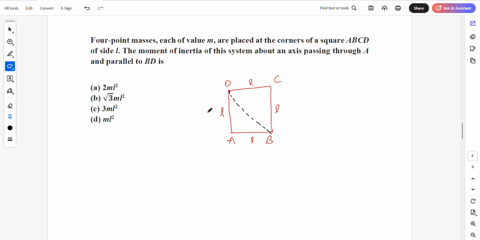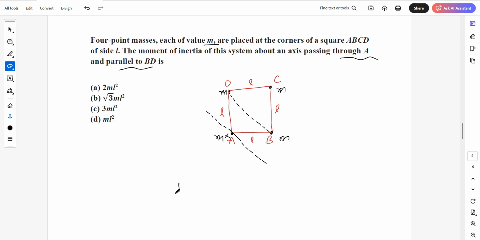Parallel to BD means the moment of inertia of the system about an axis passing through A and parallel to BD. Passing through A and parallel to BD is like this, this axis. Let us say there is some mass m here, mass m is kept here. I have taken the value m in general because we have been given the value m. Is there any contribution of this mass? No, no contribution.